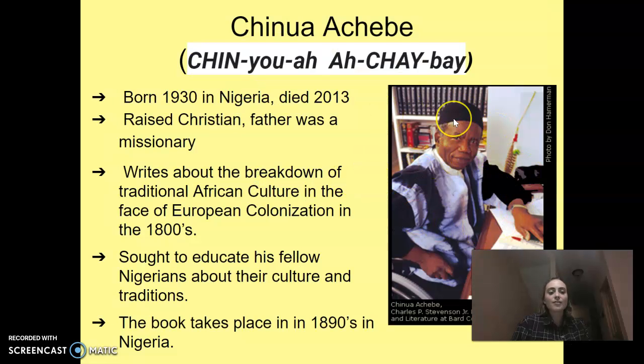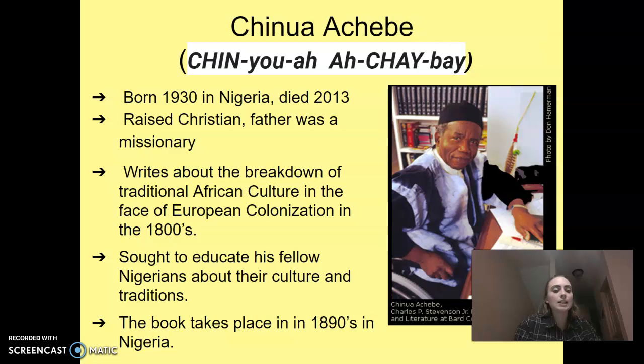So this is our author of the novel, Chinua Achebe. He was born in 1930 in Nigeria. He died pretty recently in 2013. His writing is about the breakdown of traditional African culture in the face of European colonization in the 1800s. So his goal with his writing, he sought to educate his fellow Nigerians, but also I think just people around the world like us about the Nigerian culture and traditions.